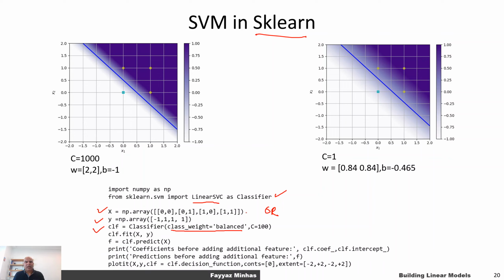So based on how the optimization is done, it's important to specify this parameter to be equal to balanced so that the error contributions from both of the classes are taken into consideration equally. So an error on the positive class is treated the same way as an error on the negative class. Okay, so this is what this does, but don't worry about it too much right now. We have C equal to 100.